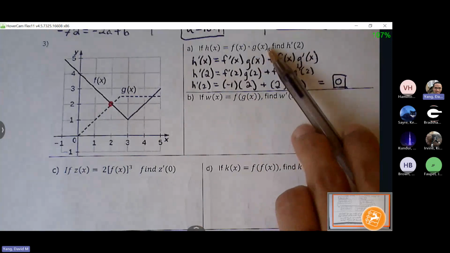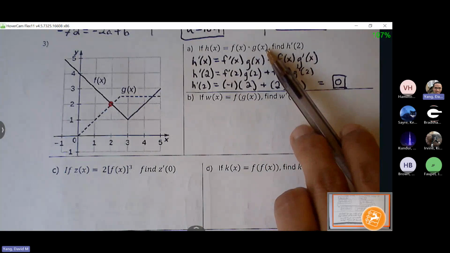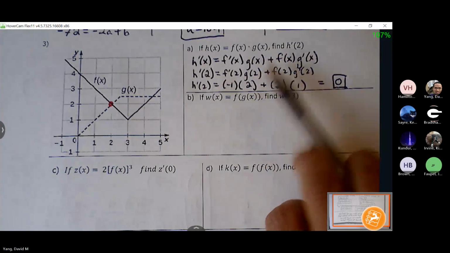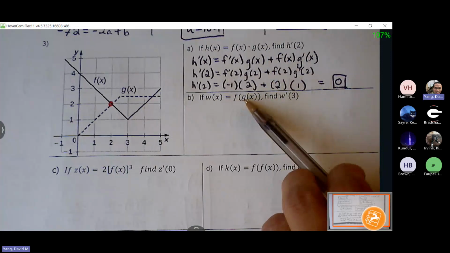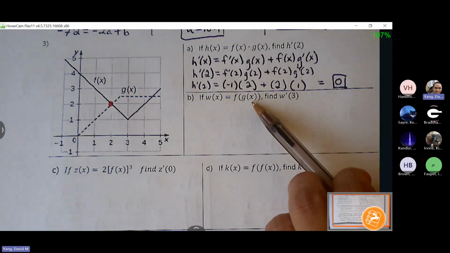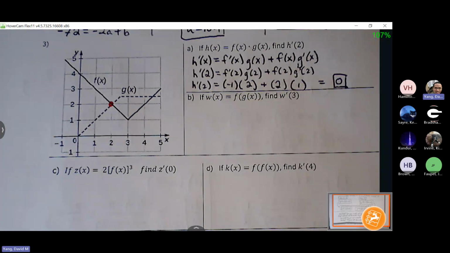Just make sure that you can recognize the distinction between product rule and chain rule. Product rule has 2 x's. Chain rule still has f and g, or still has 2 different functions, but only has 1 x. So that indicates to you there's a function within a function. They're not outside of each other.